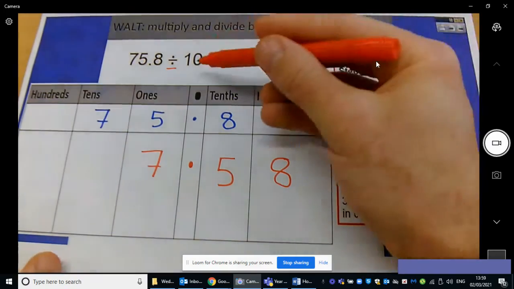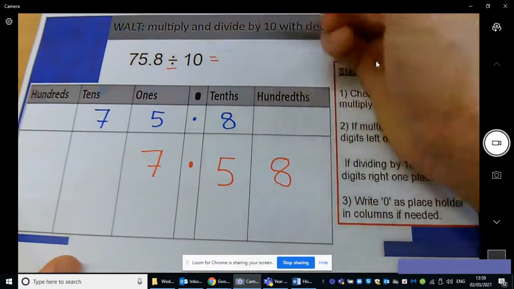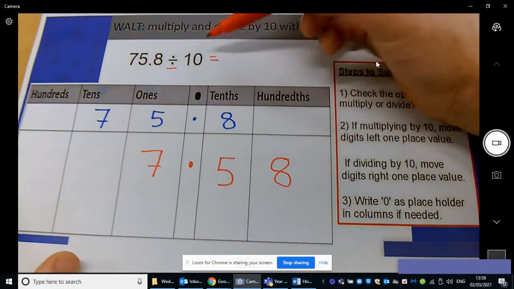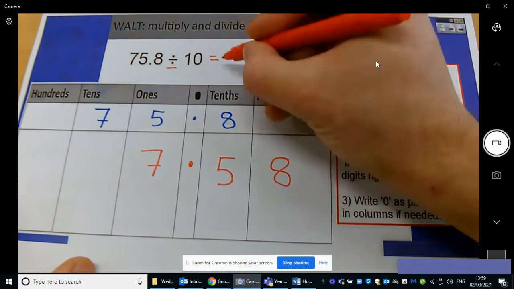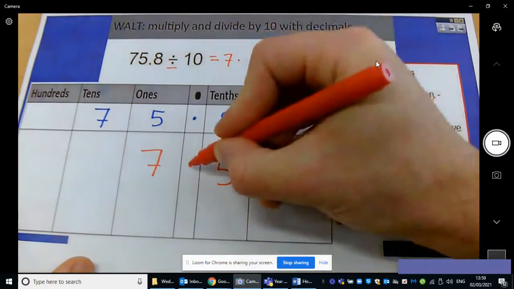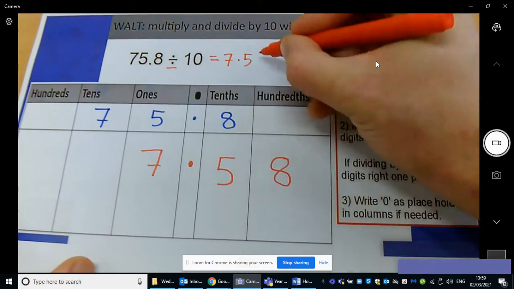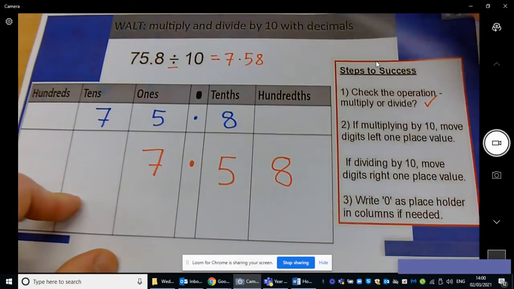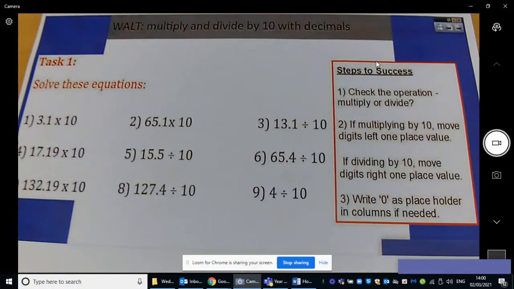So, if we're dividing by 10, we're expecting the number to get, is it going to get bigger or smaller? It should get smaller. Dividing should make the number smaller. 7.58. Excellent. It has done that. It has become 10 times smaller. So, I have a feeling that you guys are really going to do very well on this.